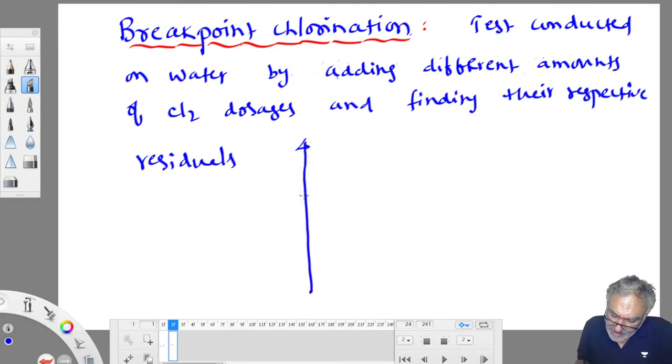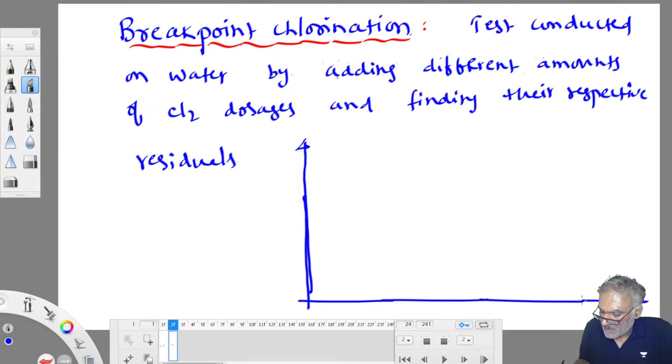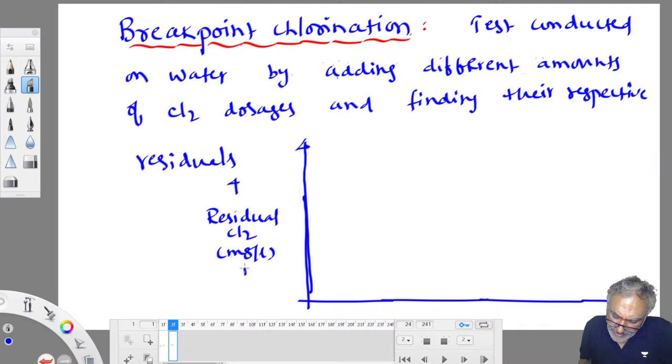Taking residual chlorine, this is residual chlorine in milligram per liter, and this axis is chlorine dose in milligram per liter.